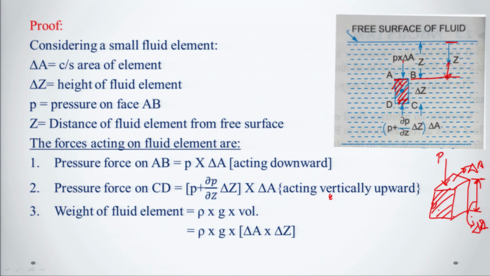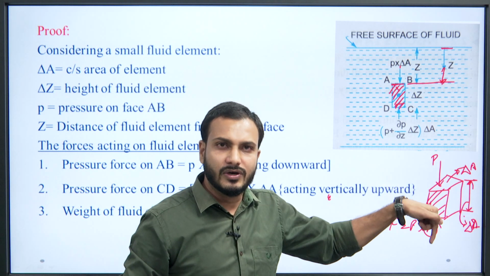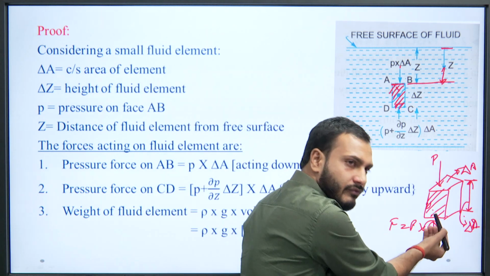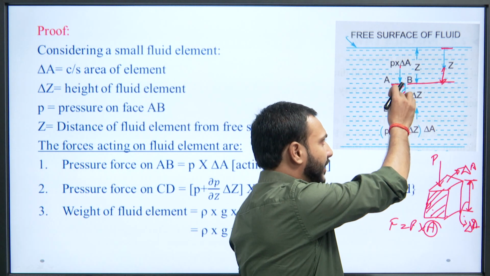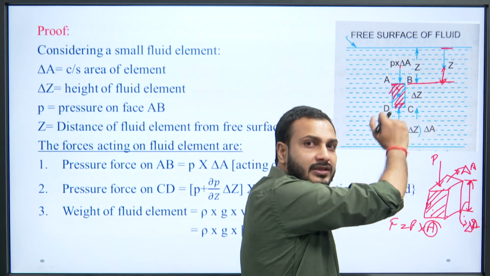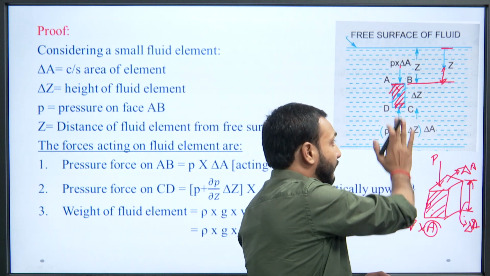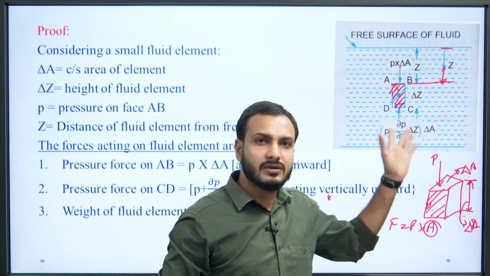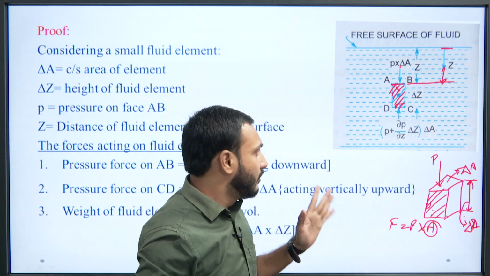Why P into delta A? Because the pressure is P, and when we find the force, force is equal to pressure into area, and the area of this element is delta A. So, we can write pressure force is equal to P into delta A, acting in the downward direction. Okay. Now, the pressure force on CD from the bottom we will also look at. Since it is at some point and the fluid is also below this, it will contain some pressure from below. Okay. So, that pressure force from CD we can understand. Now, look at what the value of that is.